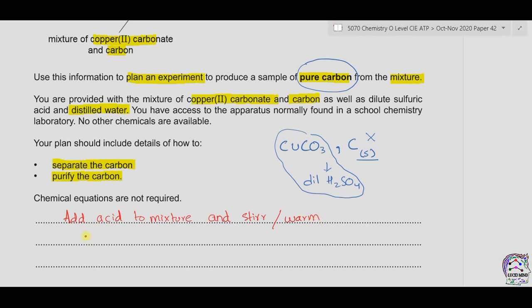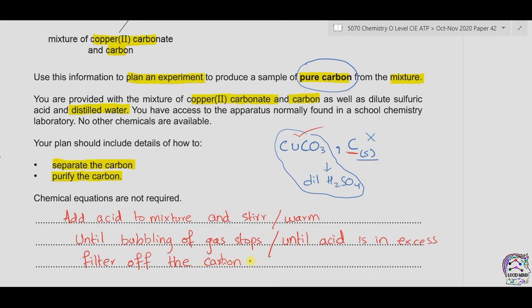Now this will be continued until all of the copper carbonate has reacted. And what we are seeing are the bubbles of carbon dioxide gas produced. So we can write until bubbling of gas stops, or you can also write until acid is in excess. Now carbon is left and copper carbonate has reacted. So we can write the third point as to filter off the carbon, because carbon is insoluble.